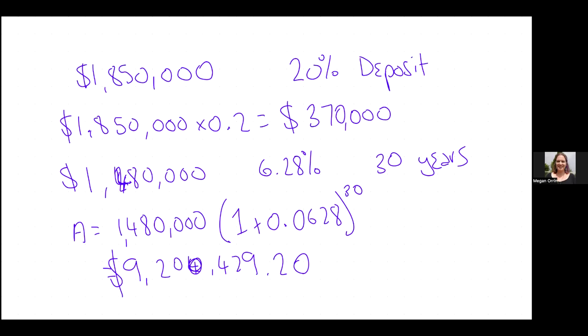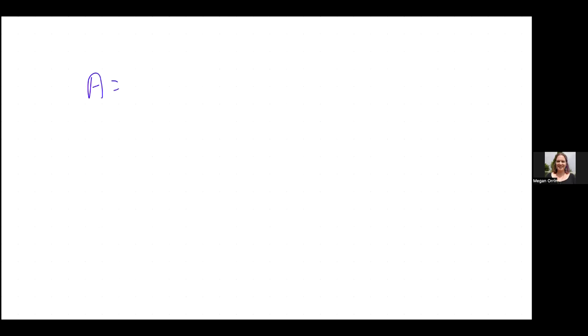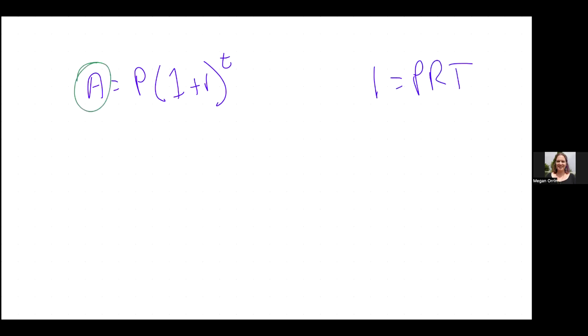So the amount is the principal times 1 plus the rate as a decimal all to the power of time. The PRT means the same thing as the last formula. Now, the difference between these is really important. This one will give you the total amount, right?